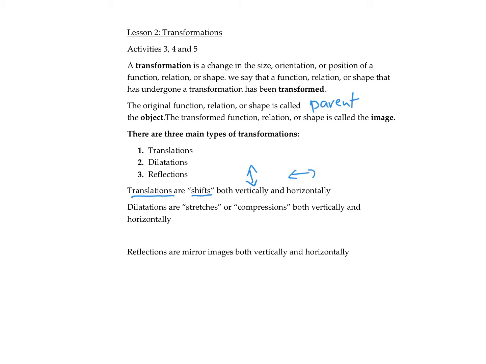Dilatations are like your eye dilating, your iris or your pupils. When they dilate, they either stretch or compress, and they can do that both vertically and horizontally. And then reflections are mirror images in the x and y axis, so both vertically and horizontally. So we're going to look at each of these.